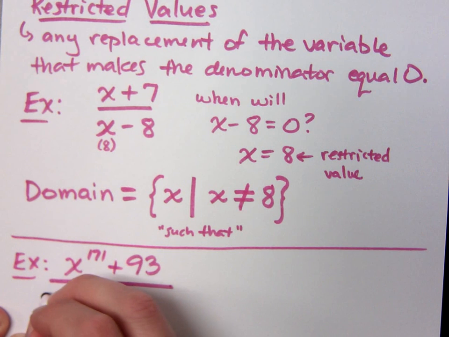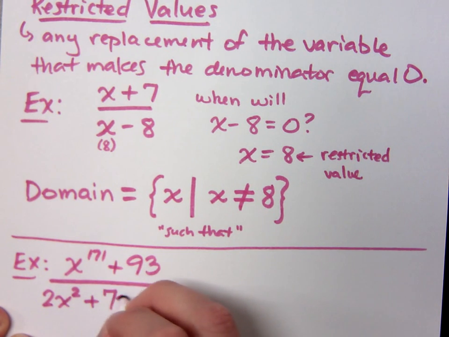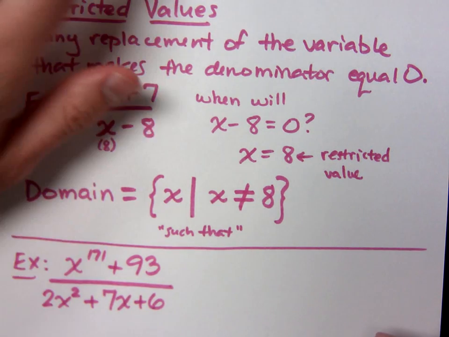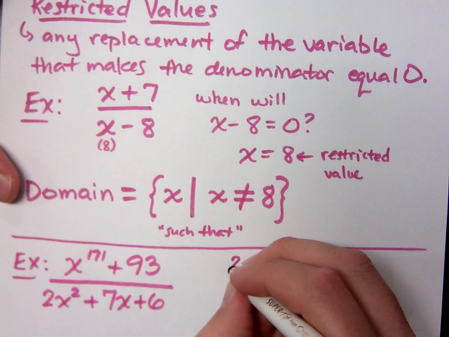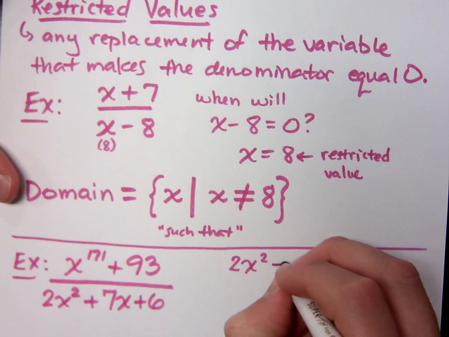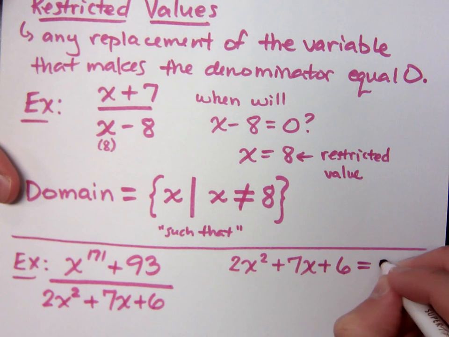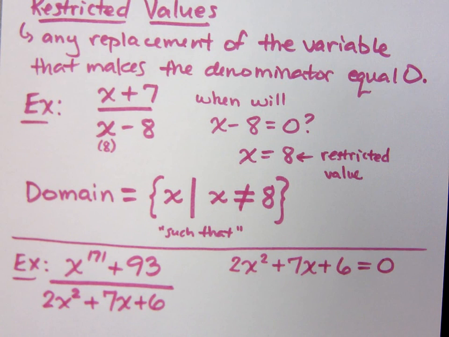When I'm looking for restricted values, where am I going to look? I'm going to look in the denominator, right? So my big question is, what makes this denominator equal 0? I've got to figure this out. If I take 2x squared plus 7x plus 6 equal to 0, can I figure out what would make that equal 0?